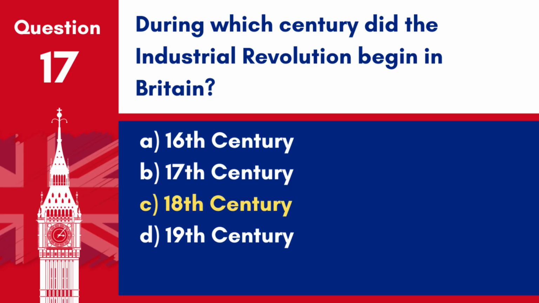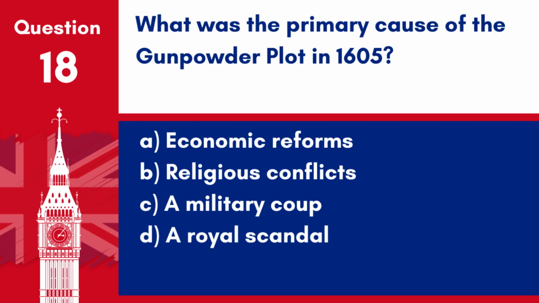Answer: C. 18th century. The Industrial Revolution began in Britain in the 18th century, around the mid-1700s, marking a period of major industrial, technological, and socio-economic change. Question 18. What was the primary cause of the Gunpowder Plot in 1605? A. Economic reforms. B. Religious conflicts. C. A military coup. D. A royal scandal.